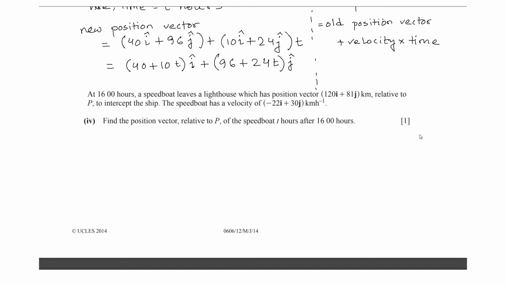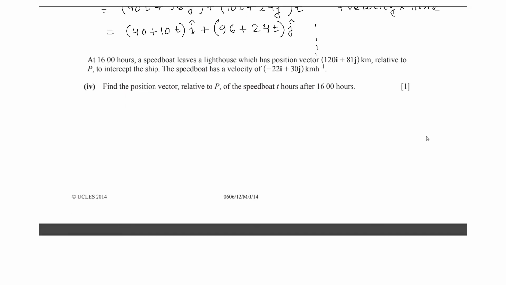For the rest of the math, they have introduced a new character in this problem, that is a speedboat. It says that exactly at 1600 hours, the speedboat leaves a lighthouse which has a position vector of 120i plus 81j kilometers relative to P, and at some point the boat will intercept the ship. The velocity of this boat is minus 22i plus 30j kilometers per hour. We have to find the position vector relative to P of the speedboat t hours after 1600 hours.